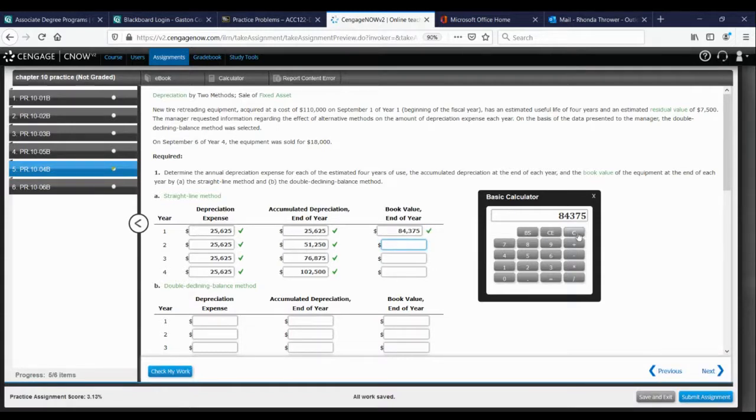Again, to find the book value, we would take the cost of the asset in year two, which is still $110,000. We would subtract out the accumulated depreciation in year two, which is $51,250. The difference will be your book value at the end of year two, which is $58,750.